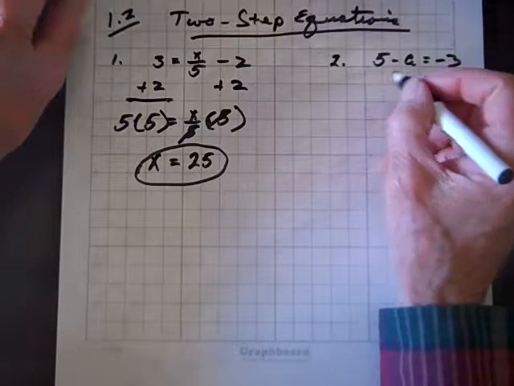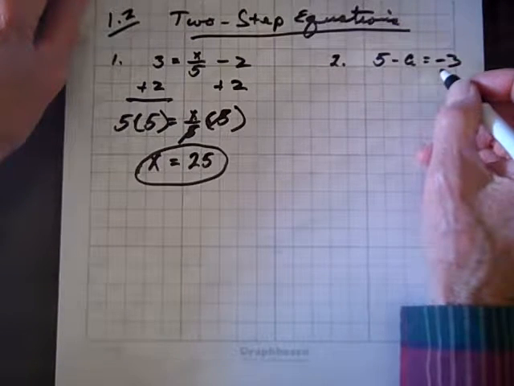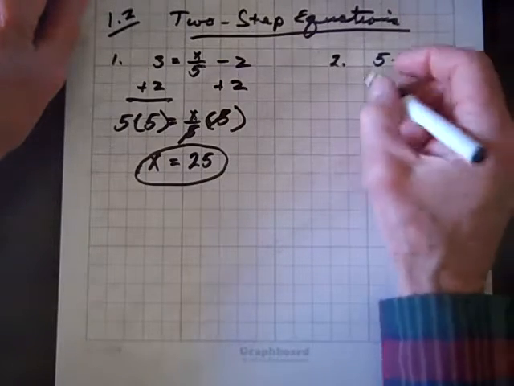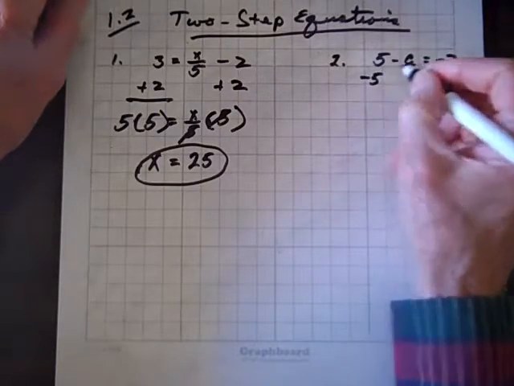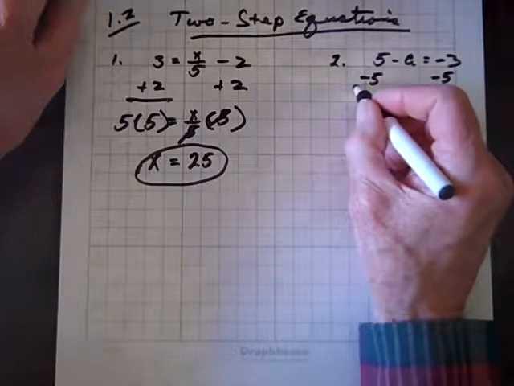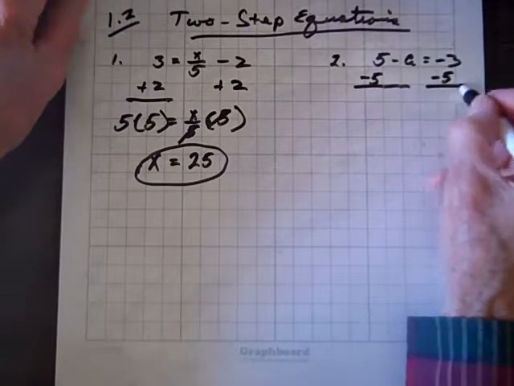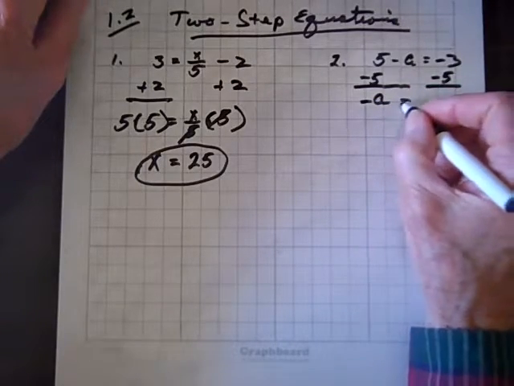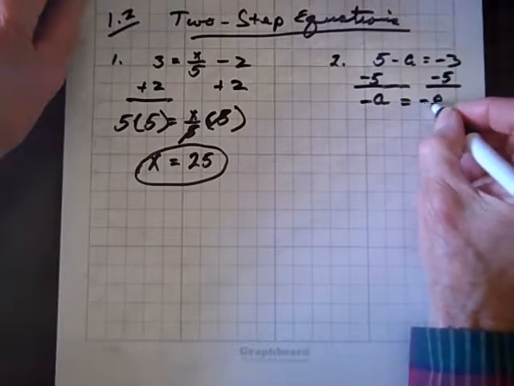Now, for this one, we'll isolate the term containing the variable. So I guess we'll subtract 5 from both sides. What do you think? And now we get minus a equals negative 8.